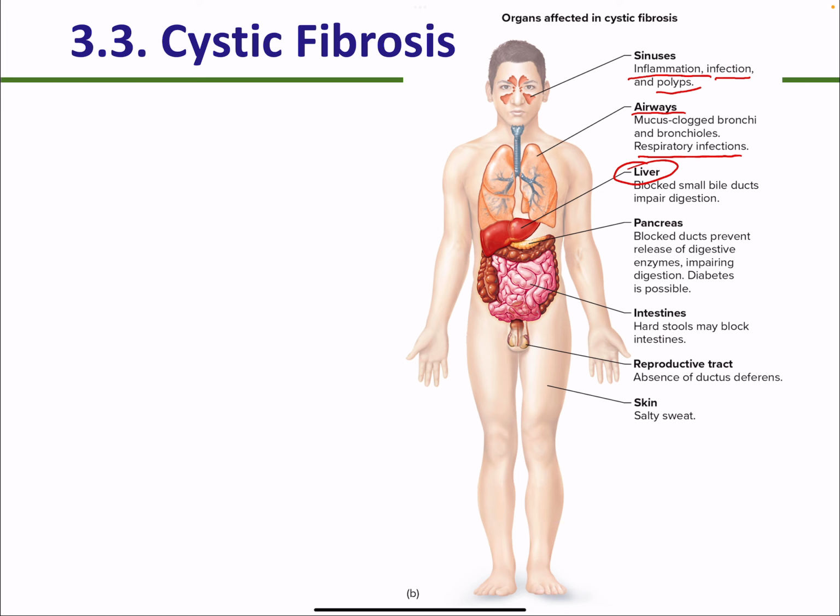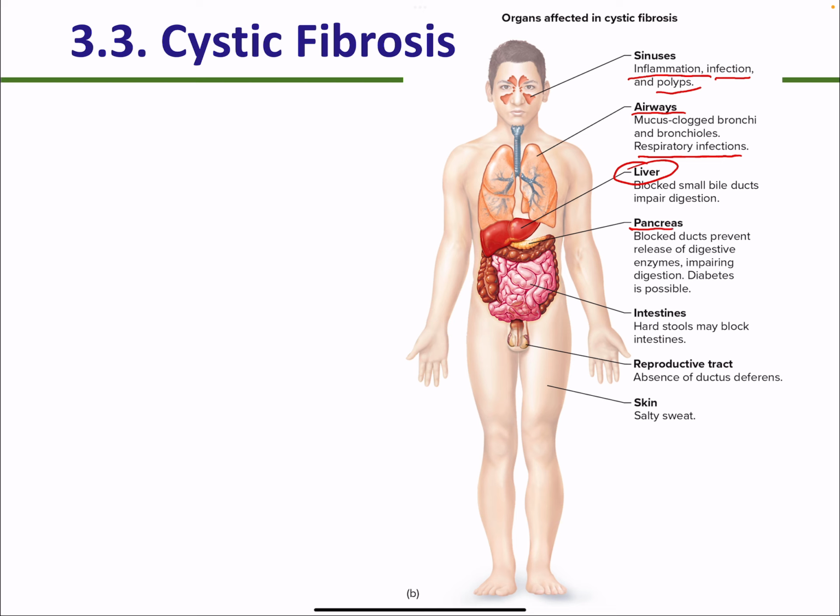Now, if the bile salt cannot move properly across the ducts, this means that the fatty acids, the lipids, are going to be affected. You're going to have a hard time digesting the lipids. Let's take a look at the pancreas.